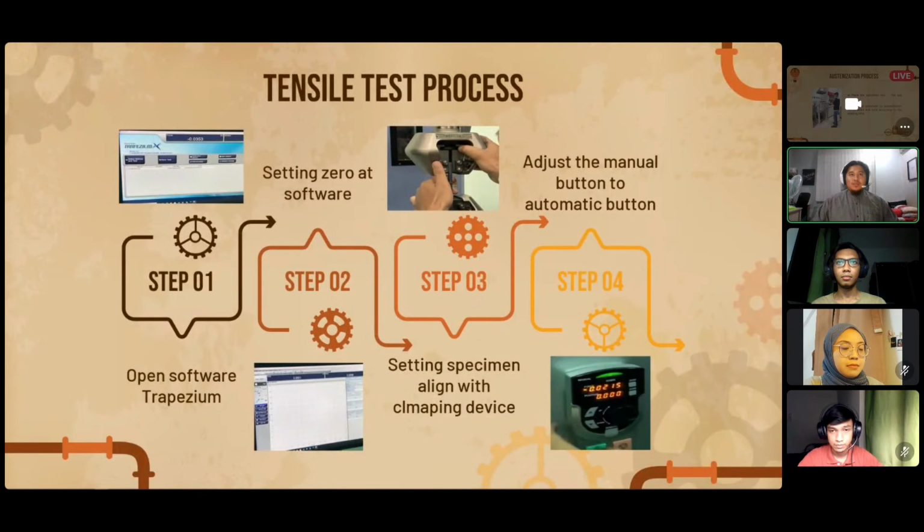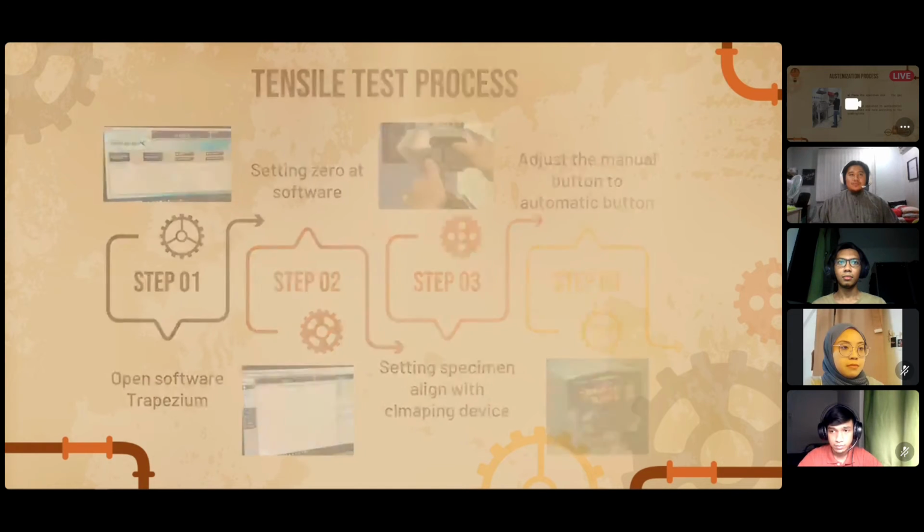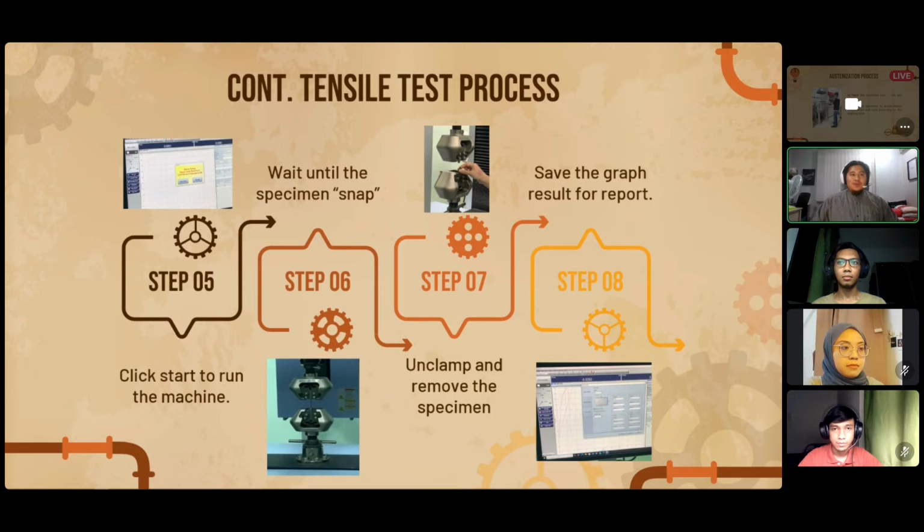For the tensile test process, step 1, open the software Trapezium. Step 2, set zero in the software. Step 3, set the specimen aligned with the clamping device. Step 4, adjust the manual button to the automatic button. Step 5, click start to run the machine. Step 6, wait until the specimen snaps. Step 7, unclamp and remove the specimen. Step 8, save the graph result for the report.